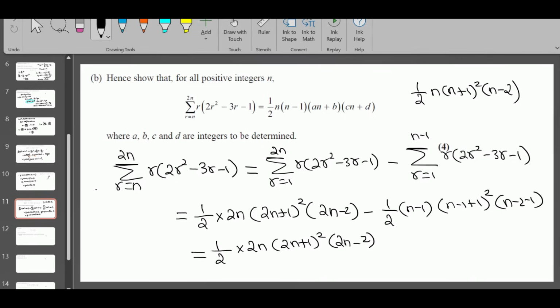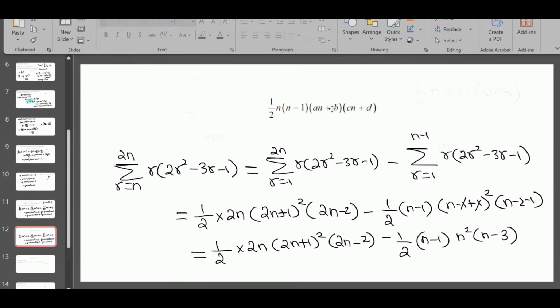This was n minus 2 minus this. Minus half times n minus 1 times here, minus 1 plus 1 cancel. You will get n squared times n minus 3. We need to simplify this and write it in this format. So we need to write the answer in this format.